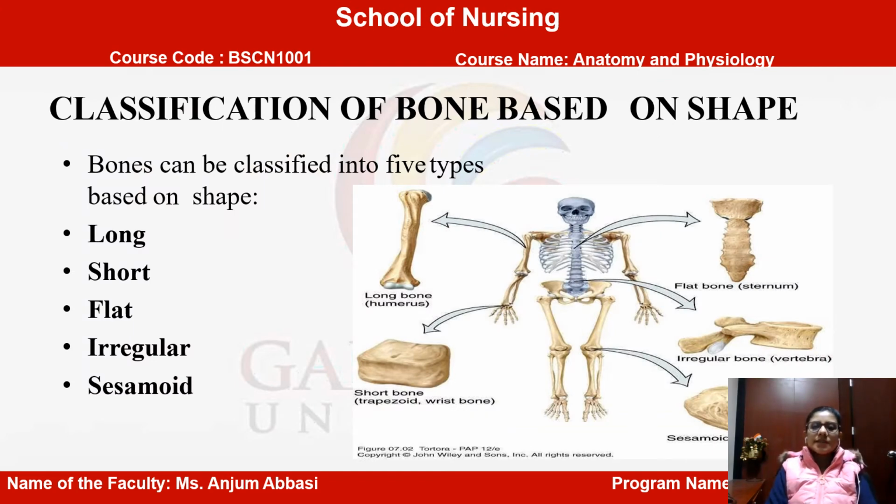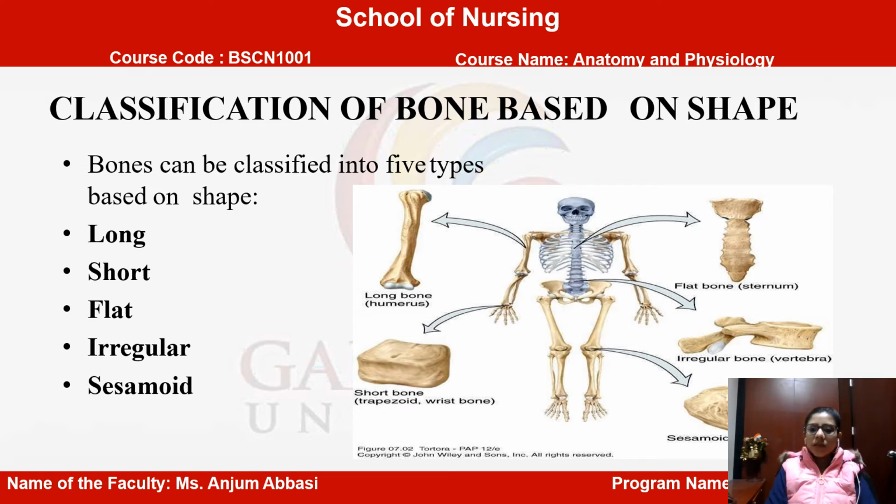In this slide you can see the classification of bones based on their shape. Bones can be classified as per their shape. They may be long, short, flat, irregular, or sesamoid. Here you can see the long bones: humerus, femur, tibia and fibula, these are all long bones.